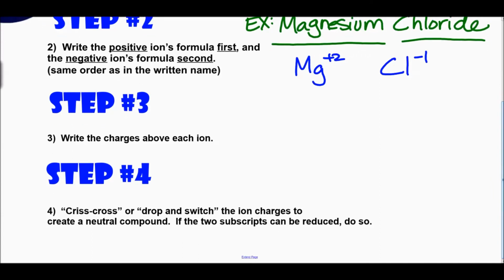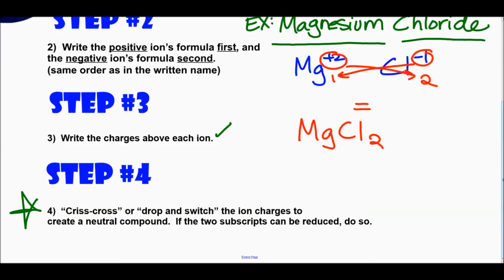Now that I've completed step 3 and found the charges above each ion, I can then move on to step 4. Step 4 is very important. It asks us to crisscross or drop and switch the ion charges to create a neutral compound. So what that's asking you to do is to look at the charge of magnesium and you are going to crisscross it down to chlorine, subscript level. And then you're going to look at the charge of chlorine, it's -1, and you're going to bring that down to the subscript level for magnesium. Notice I did not bring down the plus or the minus, I only brought down my numbers. So my final formula is MgCl2. We do not write ones, our ones are understood, so they're left out of the formula.